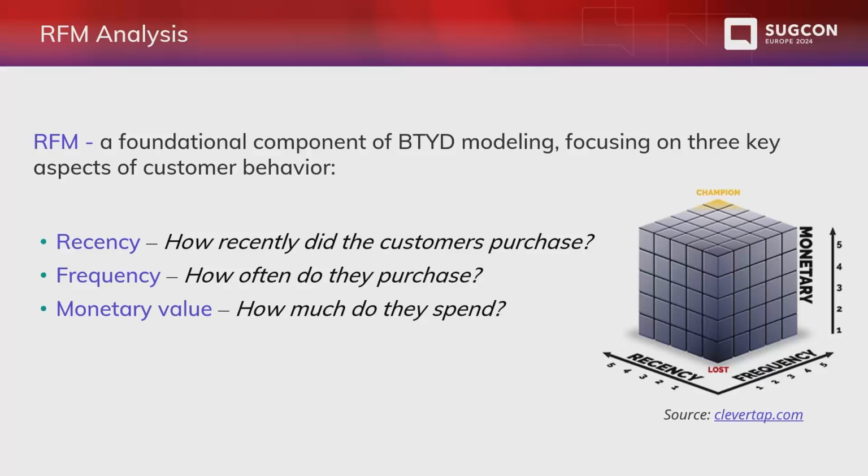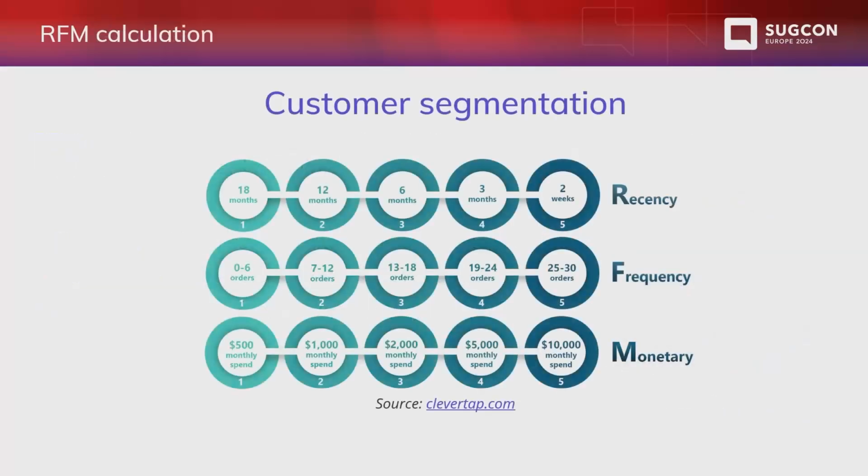RFM analysis assigns scores to our customers based on these 3 metrics. And this allows businesses to segment customers into meaningful groups of customer purchase behavior. So how does customer segmentation based on RFM values work?